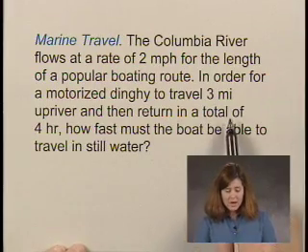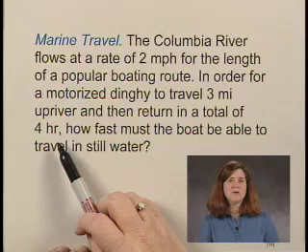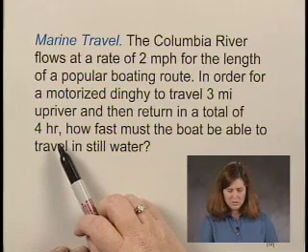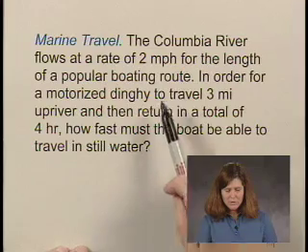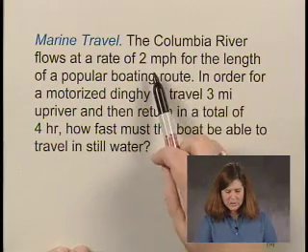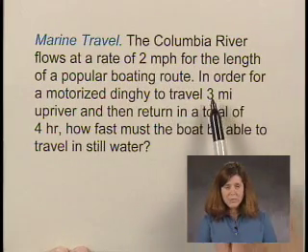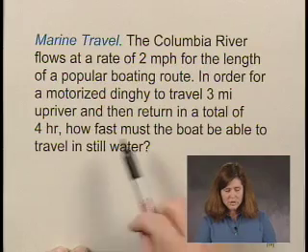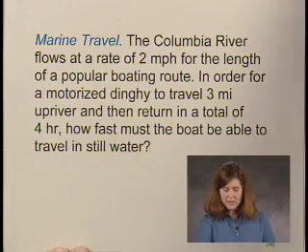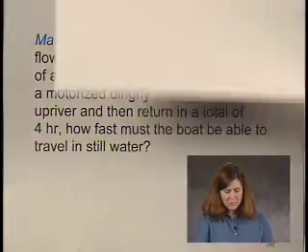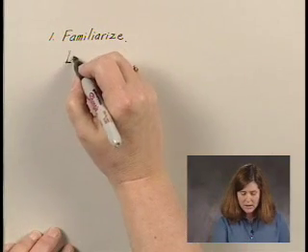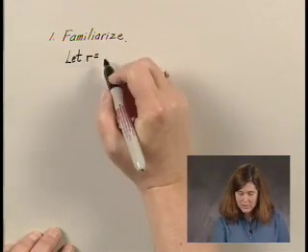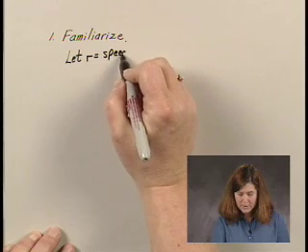And we're given the time of a total of 4 hours. So we're not given the individual time, so we're given the total. So we don't know the rate of the boat, but we know the rate of the current. We know the distances are both 3 miles, and we know the total time is 4 hours. So since we're asked how fast the boat must be able to travel in still water, let's let R equal the speed of the boat in still water.